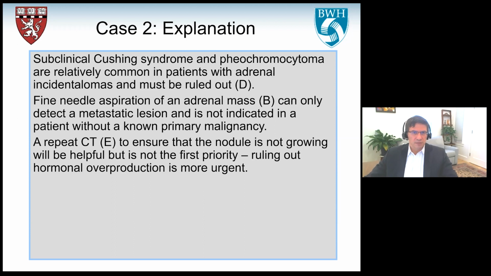Fine needle aspiration of an adrenal mass can only detect a metastatic lesion and is not indicated in the patient without a known primary malignancy. A repeat CT to ensure that the nodule is not growing will be helpful, but it is not the first priority. Ruling out hormonal overproduction is more urgent.